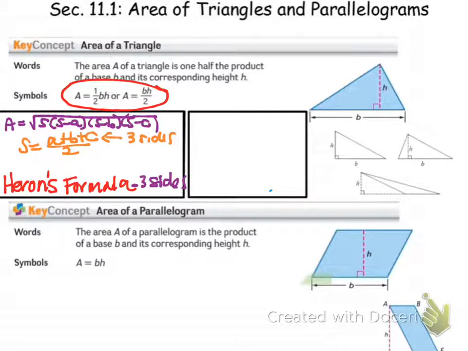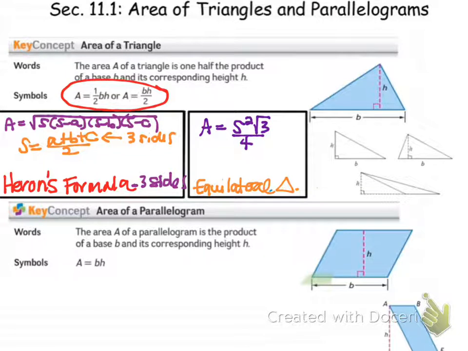The next formula that you're going to use a lot is for an equilateral triangle. You can actually use base times height over 2 for an equilateral triangle, it's just a little bit more work. So if you have this formula, S squared square root of 3 over 4, that makes getting the area of an equilateral triangle a lot easier. Those are all the formulas for area of a triangle.